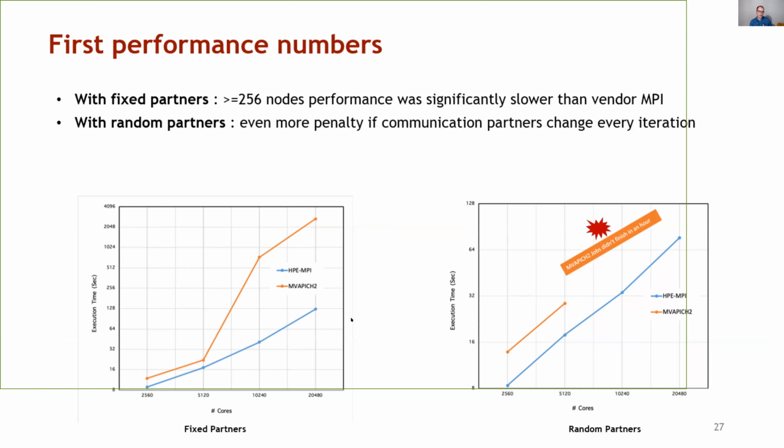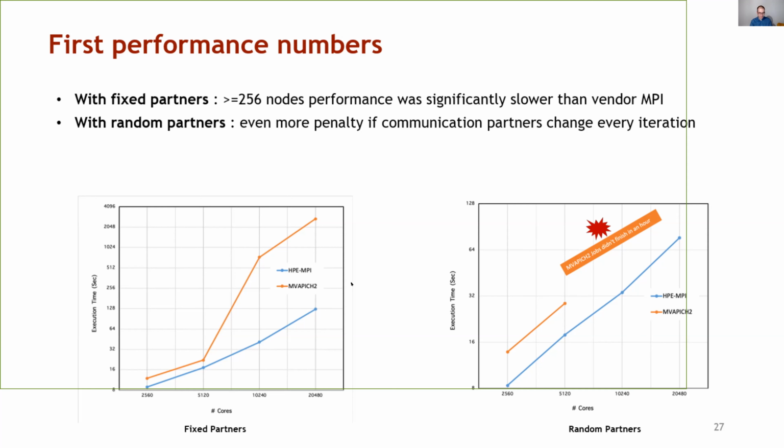And we also used MVAPICH2. At first, we used the stock version we installed via Spack. Here we see that at the lower end, for up to 5,000 cores, the two are pretty comparable. But once we had higher core counts, we had some issues with MVAPICH2.